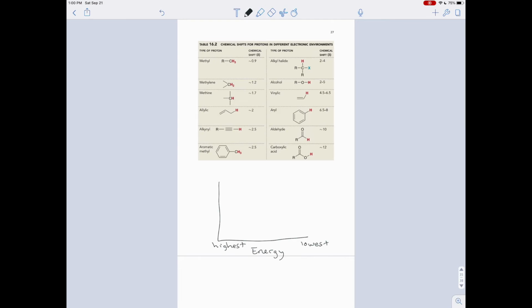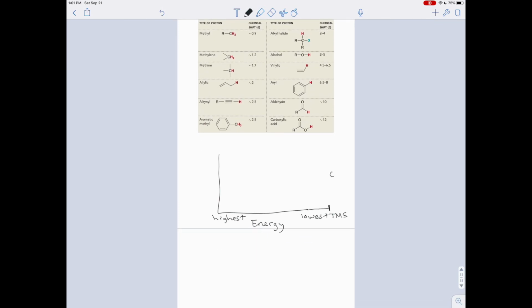And these are given in relative units, units that are compared to the amount of energy it takes to flip the hydrogens in a molecule called TMS. That's tetramethylsilane. So the silane is referring to a silicon, and you just have 4 methyl groups coming off of that.